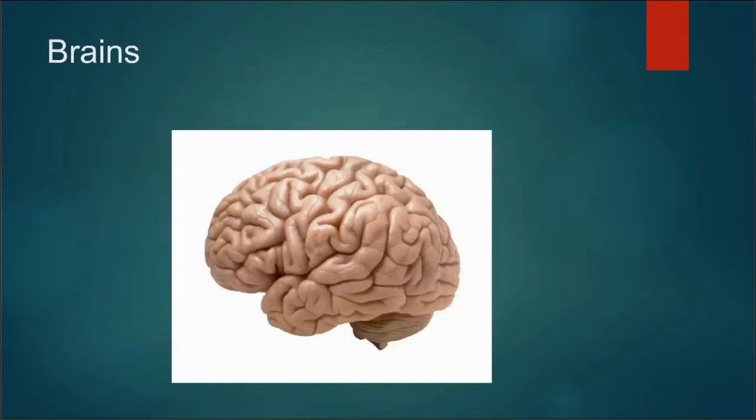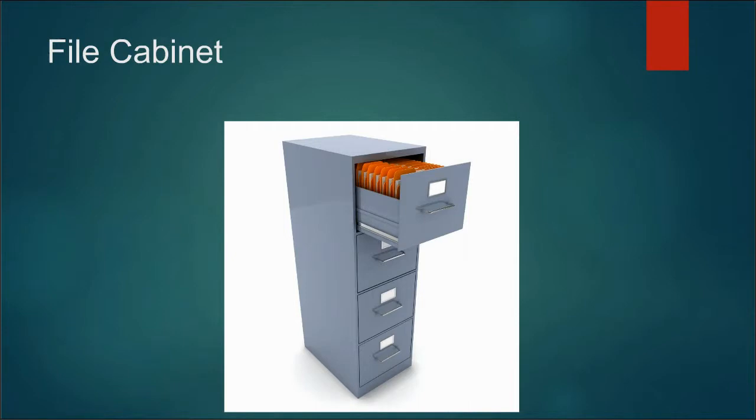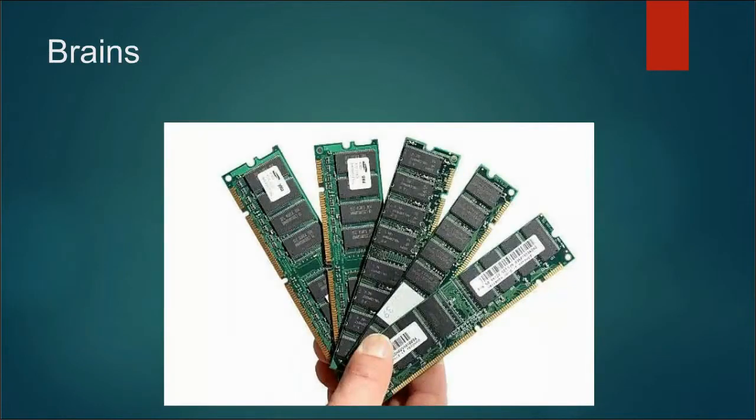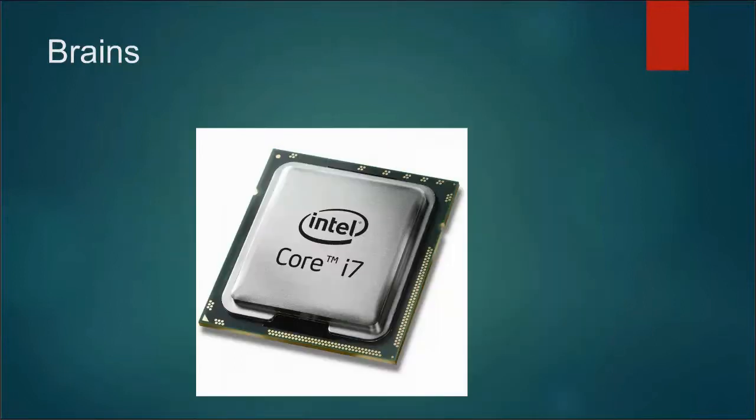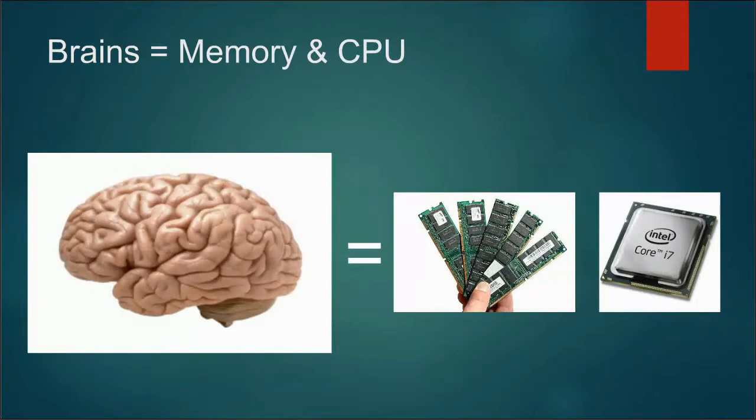So let's get started. The computer is made up of two parts, the brains and file cabinets. A lot of people call it memory and they get it confused, so I try to break it down into brains and file cabinets. So the brains are your memory sticks and your CPU. And that's what I call the brains.